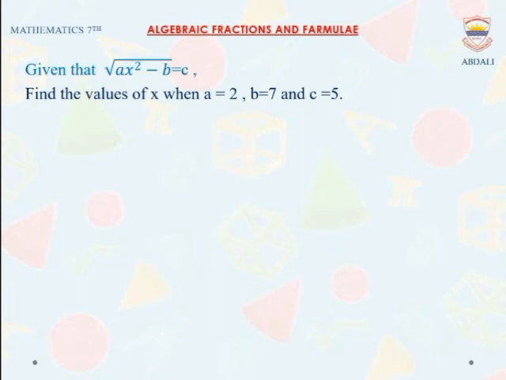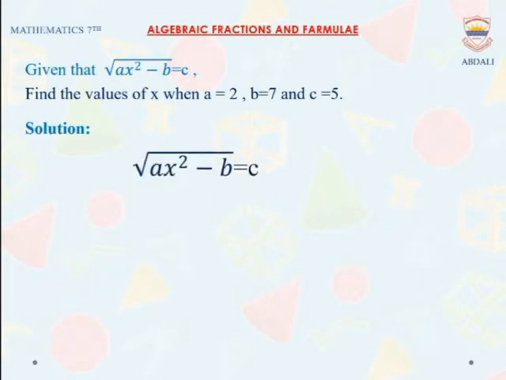Given that square root of ax square minus b equal to c. Find the value of x when a equals to 2, b equals to 7 and c equals to 5. So class, they have given us a formula and they have given us some values, and we have to put these values and find our required value, which is the value of x. Okay, so let's start the solution. So firstly, we will rewrite our question as it is.